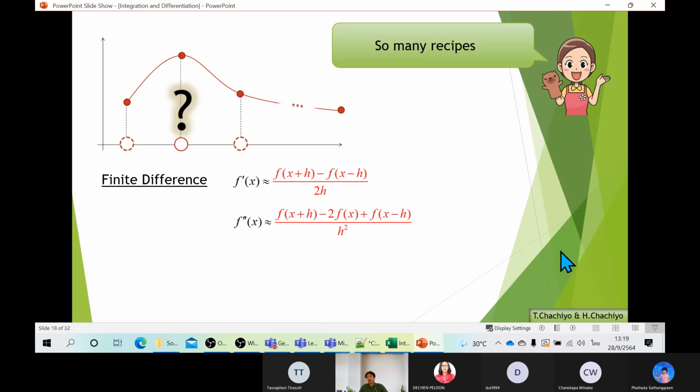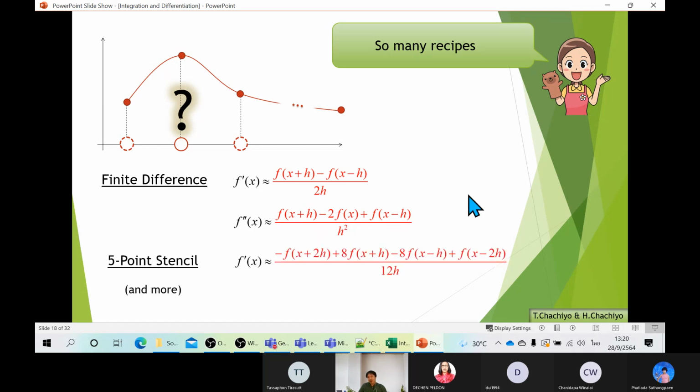If you look online or in any textbook, there will be so many recipes for computing this derivative. I can give you some examples of what I found in a textbook or in Wikipedia. For example, to compute f prime, the first derivative, I can use the central difference: the point on the right, x plus h, and the point on the left, x minus h, divided by 2h, because the distance from here to there is 2h. For f double prime, the second derivative, you can use this formula: the point on the right and the left minus 2 times itself, divided by h squared.